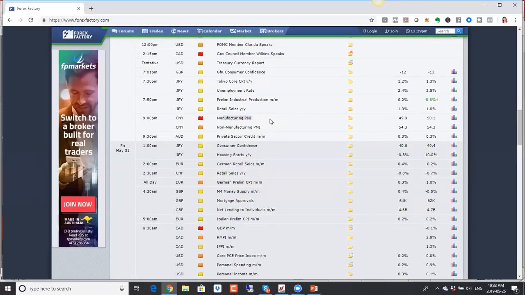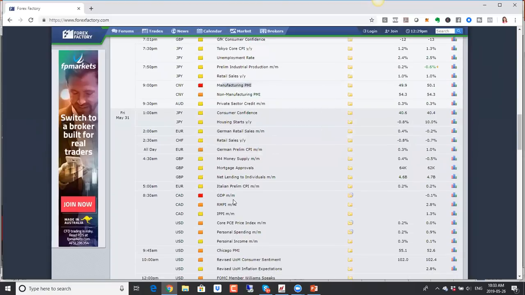Okay, China, we have manufacturing PMI numbers. Chinese numbers usually have an impact on Australian dollar and New Zealand dollar, because they're two big trade partners with China. So when these numbers come out, look for that impact on Australian dollar and New Zealand dollar.